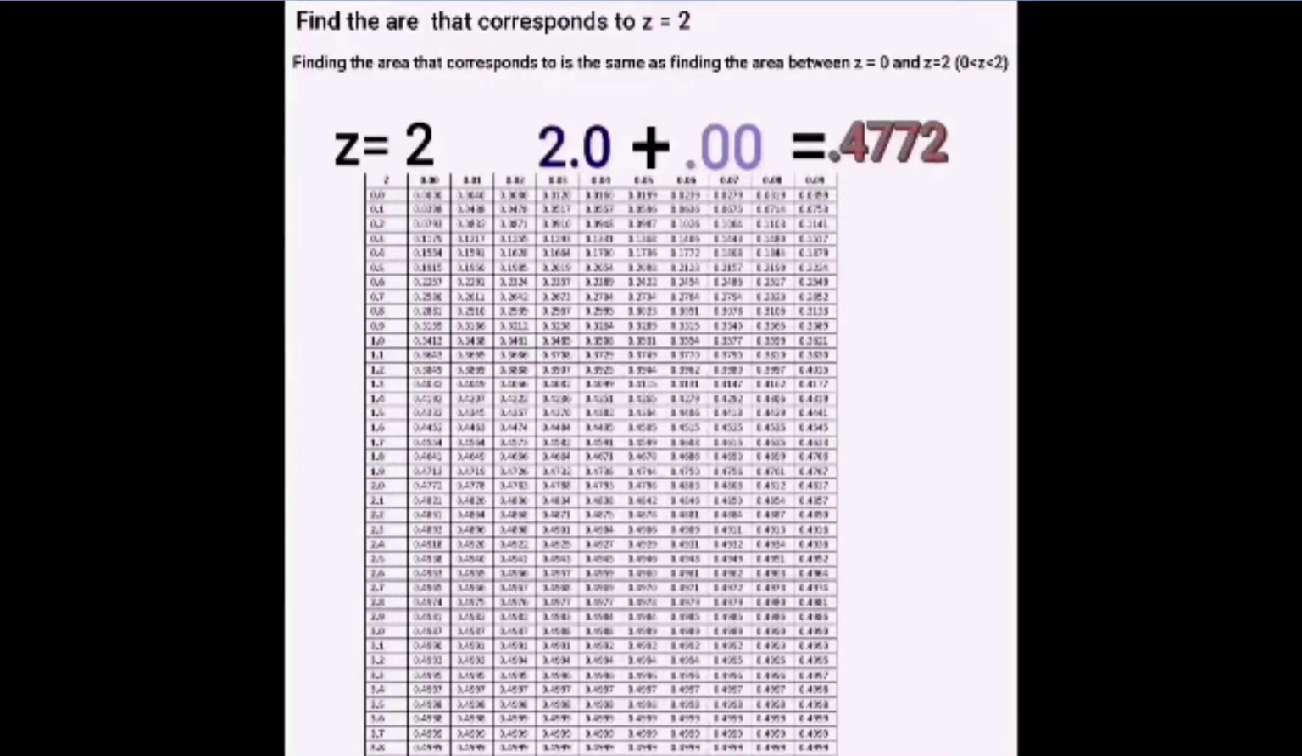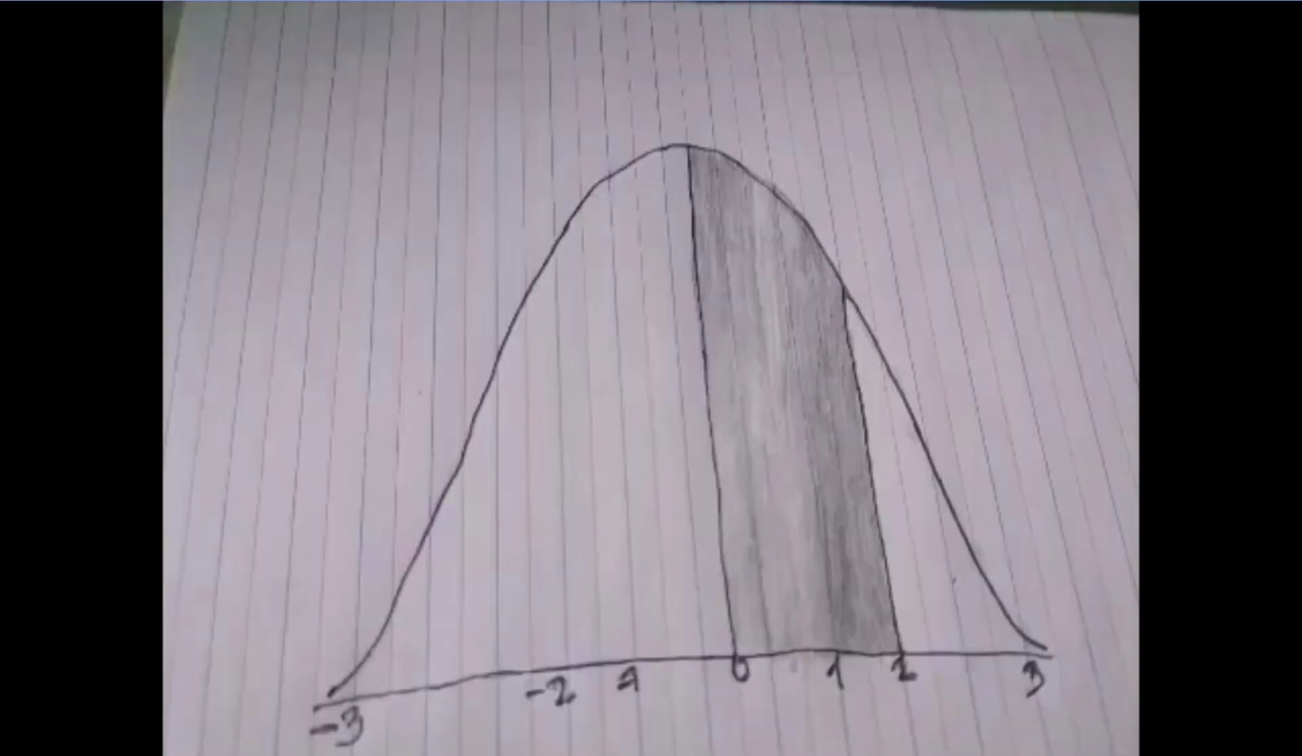Therefore, ang area nito ay 0.4772. So, pag titignan natin sa graph yan, ganito po. Ito po yung graph, mula 0, between 0 and 2. So, ito po kapag shinade natin ang normal distribution, okay, ito yung shaded portion, yan yung 0.4772. And we have another example.